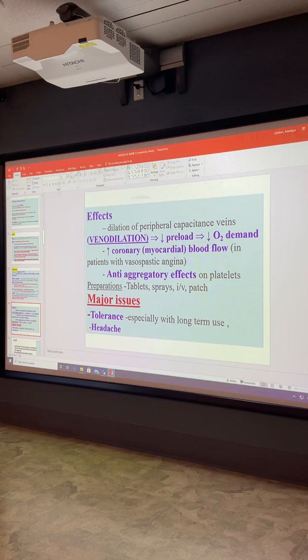They can also increase coronary blood flow, especially in patients with vasospastic angina. So like the CCBs that act on vasospastic angina, the nitrates also act on vasospastic angina patients. Of course, we mentioned the effects on platelets, and in terms of preparations, they come in the form of tablets, sprays, intravenous injections, and also a patch. The major issue with the nitrates is that when you use them over a long time, tolerance develops. Tolerance develops, tachyphylaxis. So you have to increase the dose from time to time. That's a major issue with them. And of course, like most vasodilators, they cause headache. They cause headache as a major issue.